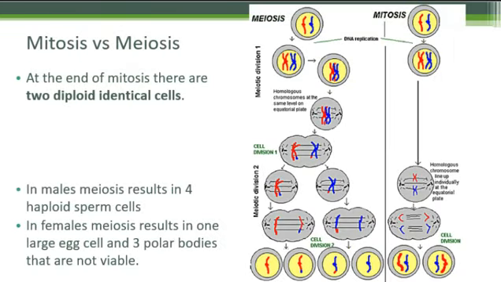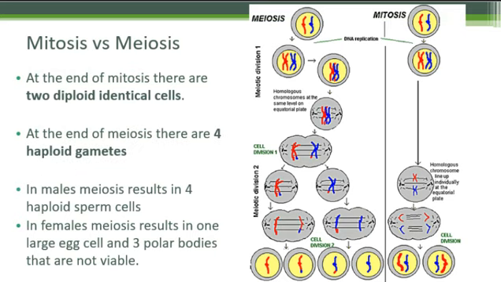All right. So mitosis versus meiosis. At the end of mitosis, there are 2 diploid identical cells. That's showing right here on the right. And in meiosis, there are 4 haploid gametes. That's the bottom line. This is just summing it up. If I ask you what's the difference, you're going to say at the end of mitosis, how many cells do we have? Two. At the end of meiosis? Four. Yes, correct.